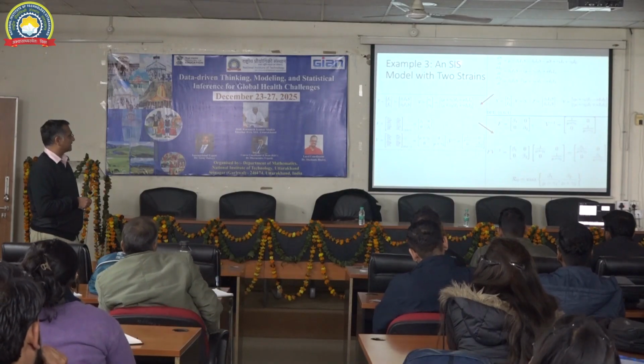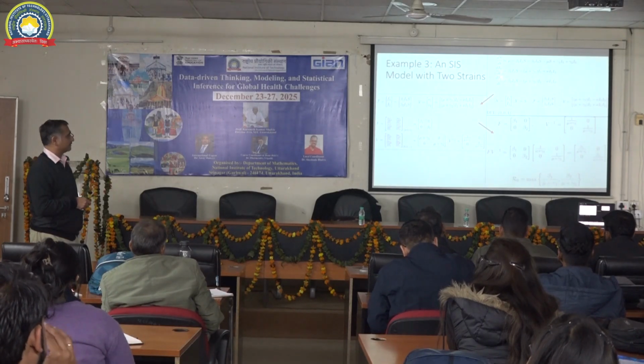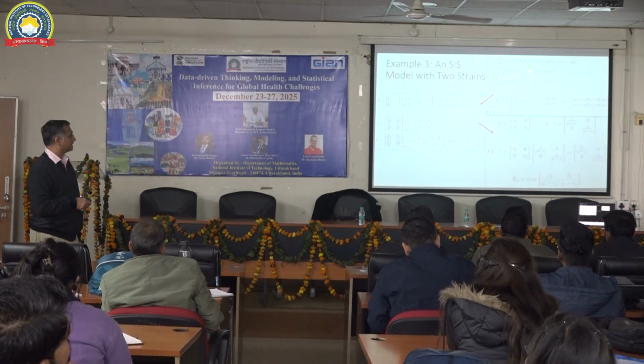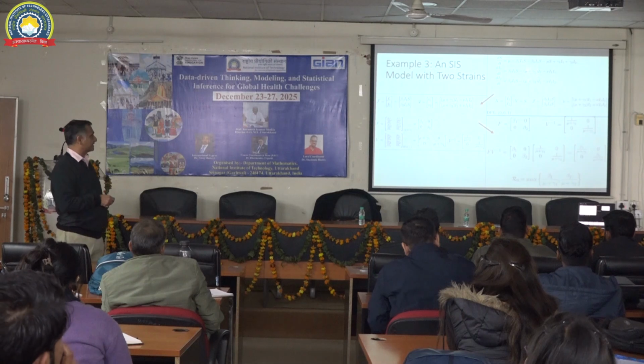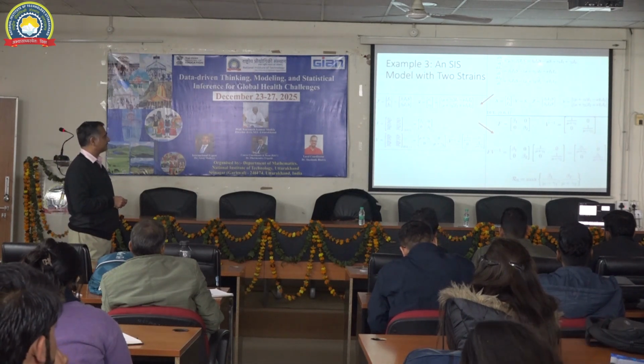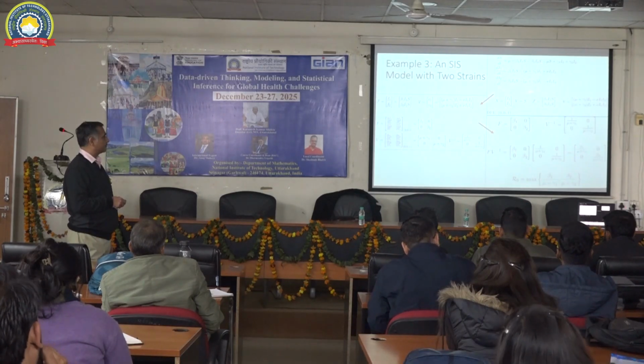This is a model with SIS with 2 strains. There are 2 strains, I1 and I2. Susceptible, I1 and I2, there are 2 strains of the disease, and they are interacting. The susceptible can get infected with the first strain and the second strain. And the different strains have separate equations.